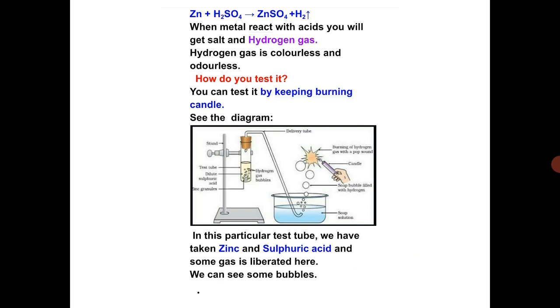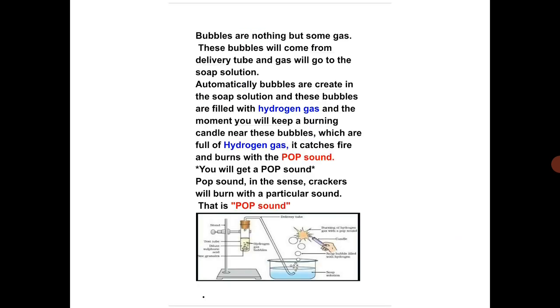Hydrogen gas is colorless and odorless. How do you test it? You can test it by keeping a burning candle. See the diagram. In this particular test tube, we have taken zinc and sulfuric acid and some gas is liberated here. We can see some bubbles. Bubbles are nothing but some gas.